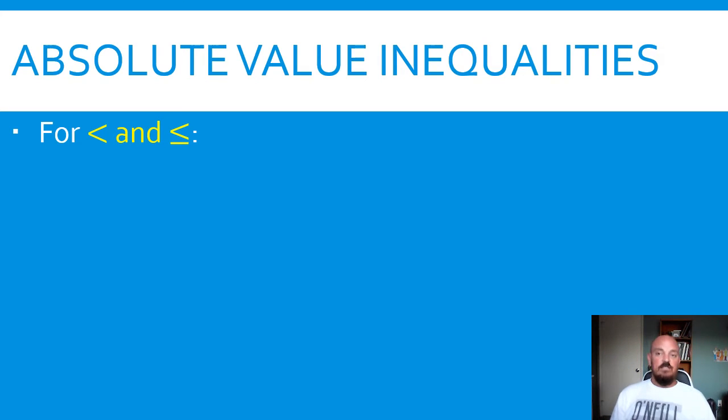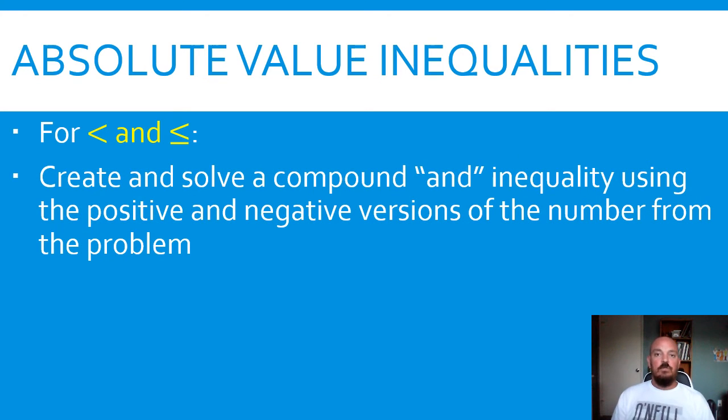So let's start with the less than. And I actually said this is for any less than or less than or equal to. Just like the first example I gave you, every less than or equal to for an absolute value inequality turns into the and inequality, and you can write it as the compound just using positive and negative versions of the number from the problem. So let's do an example of that, and I'll show you exactly what I mean.